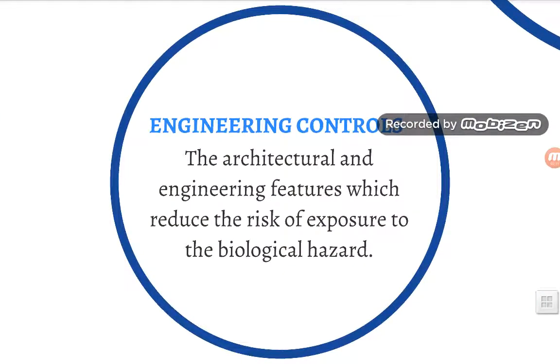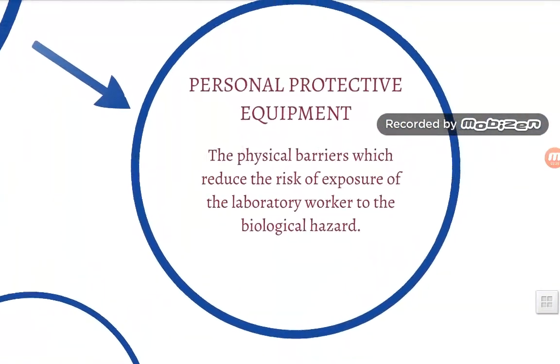The third control is engineering control. Engineering controls are basically the architectural and engineering features which reduce the risk of exposure to the biological agent. This may involve the usage of HEPA filters, biological safety cabinets, or airflow, which mitigates the risk posed by exposure to a pathogen or biological agent.